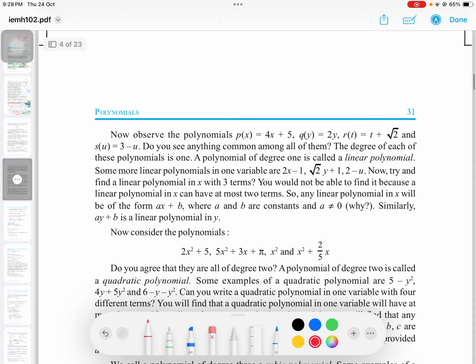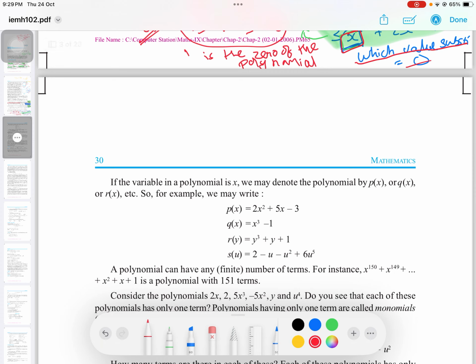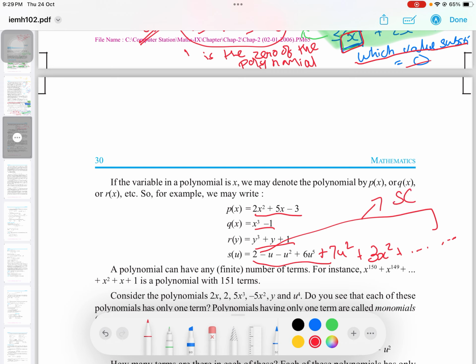ஸோ நம்ம முன்னாடி போயிட்டோம். ஸோ நாம் ஜென்ரலாக இவ்வளோ பெரிய பாலினாமியல் ப்ளஸ் 7u² ப்ளஸ் 2 minus u minus u² + 6 5 இப்படி போயிட்டே இருக்கும். இவ்வளவு பெரிய பாலினாமியல் ஒவ்வொரு டைமும் முழுசாக சொல்லிட்டு இருந்தால் ரொம்ப டைம் கன்சியூமிங். ஸோ இந்த ஹோல் எக்ஸ்ப்ரெஷனுக்கு ஒரு நேம் கொடுக்குறோம். அந்த நேம் தான் s of u or r of y or q of x or p of x. இவ்வளோ பெரிய எக்ஸ்ப்ரெஷனுக்கு நம்ம ஷார்ட்டாக இந்த நேம்ஸ் கொடுத்துக்கிறோம்.